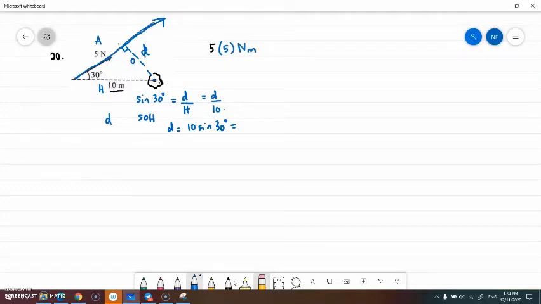And is it clockwise or anti-clockwise? You bring it here, so the nut will be clockwise. So your answer will be 25 Newton meter clockwise.